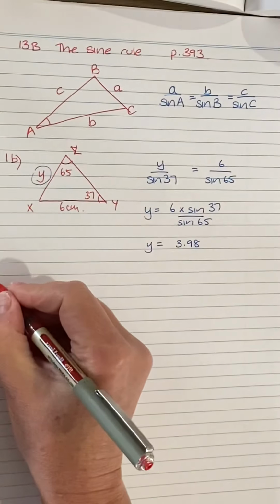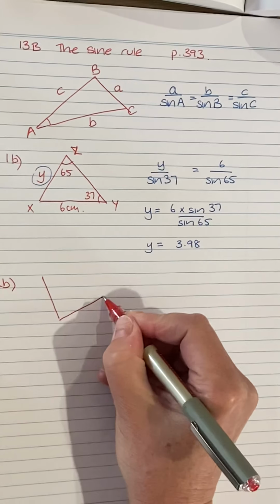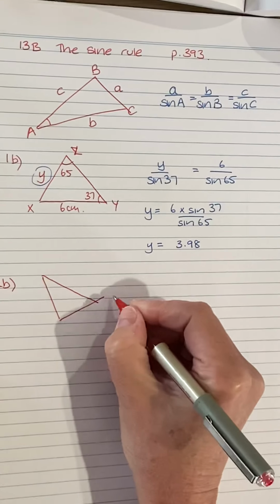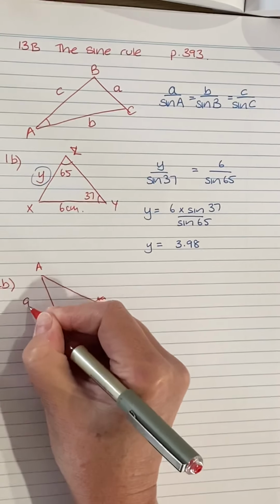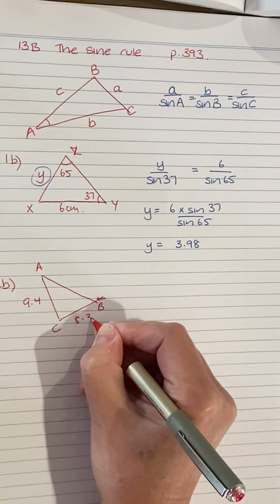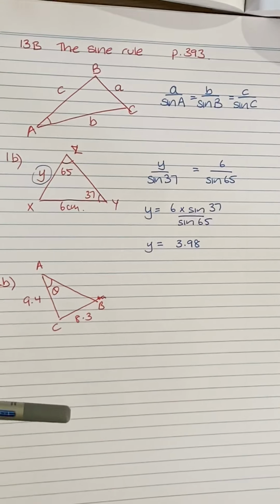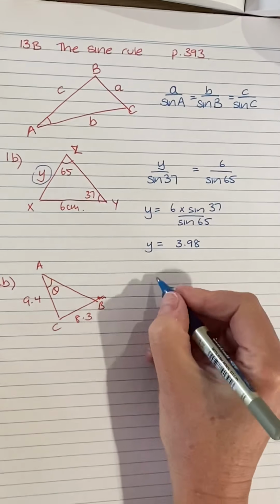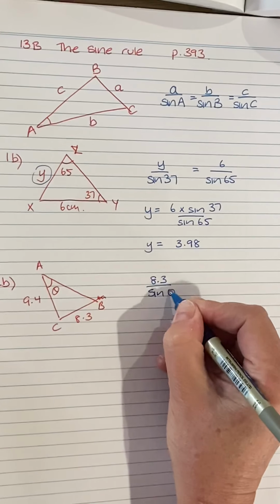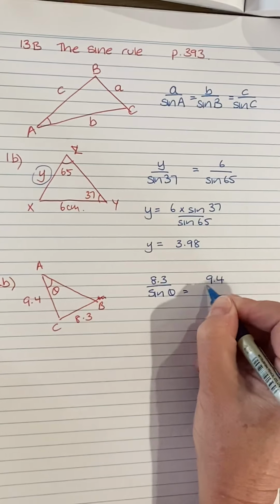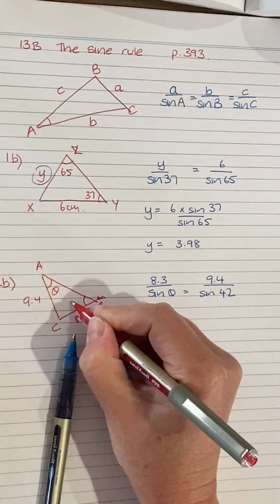Let's have a look at 2b. And in 2b, the difference is here we've got to find an angle. So I'm going to draw this example. We've got A, C, B, 9.4, 8.3, and we need to find this angle, theta. So what do I do? I choose the matching side. So I go 8.3 over sine theta equals 9.4 over sine of 42, because if you go and look in the question, that's 42, that's already given.